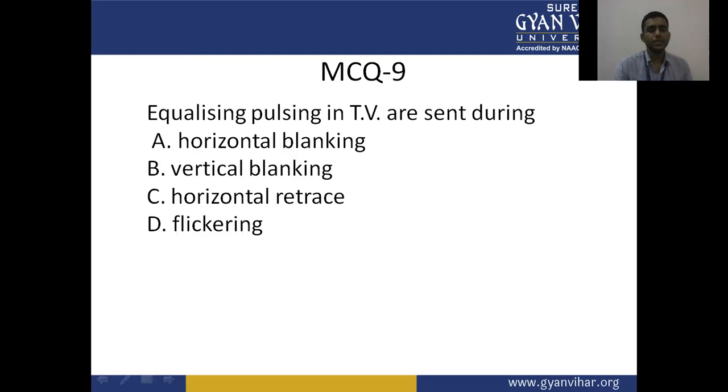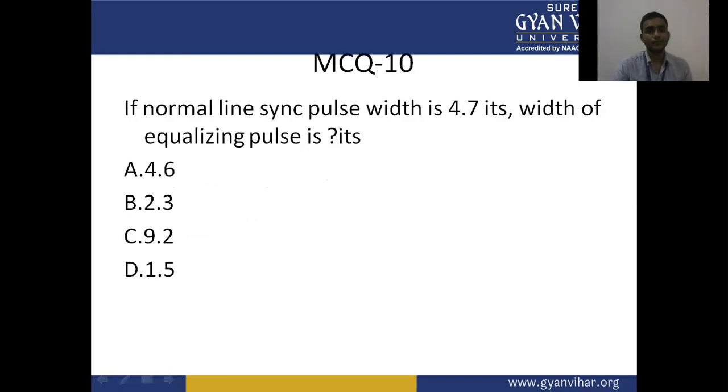Equalizing pulses in TV are sent during A, horizontal blanking, B, vertical blanking, C, horizontal retrace, and D, flickering. If a normal line sync pulse width is 4.7, the width of the equalizing pulse is A, 4.6, B, 2.3, C, 9.2, and D, 1.5.